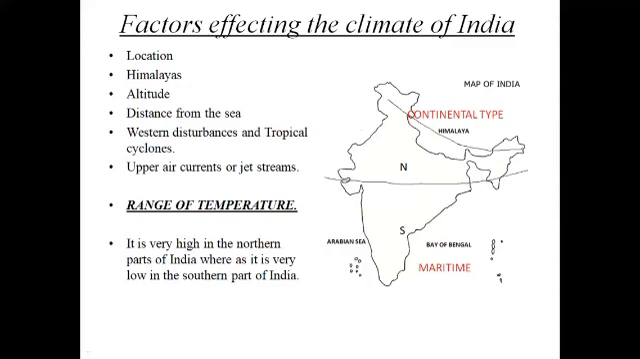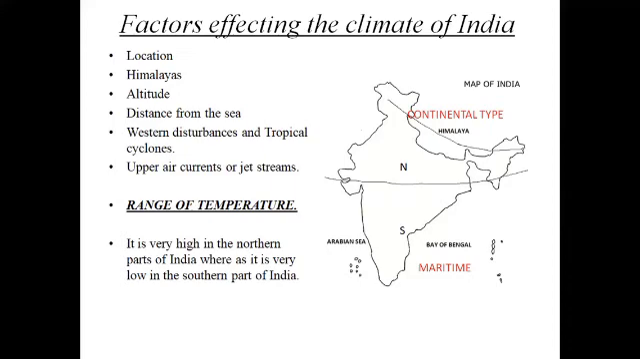Okay. Now let us talk about the easterly jet stream. It originates from the heat of the Tibetan plateau. Number two, the easterly jet stream is just the opposite of the westerly jet stream. The westerly jet stream occurs during the winter season, whereas the easterly jet stream occurs during the summer season.